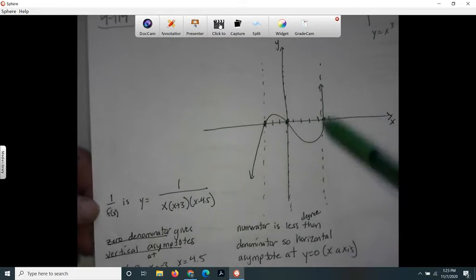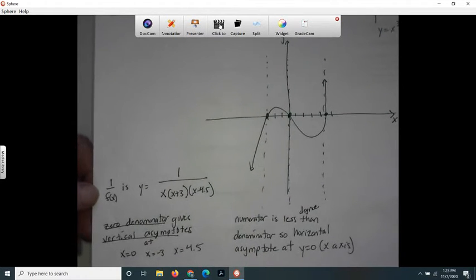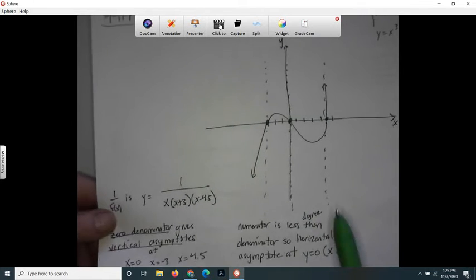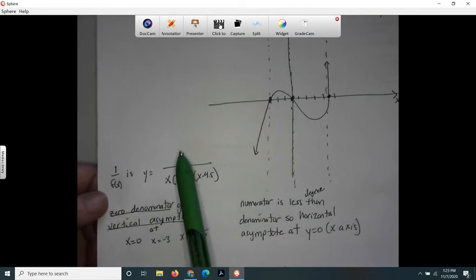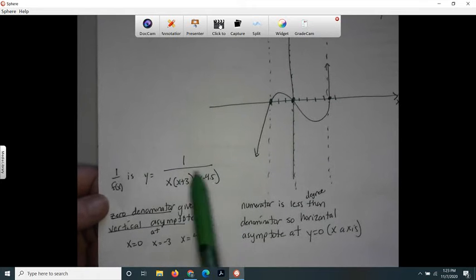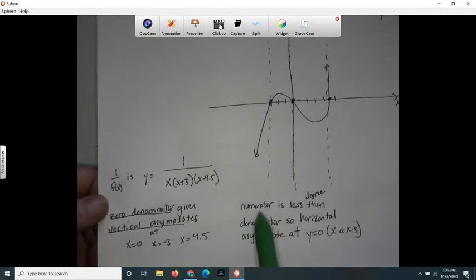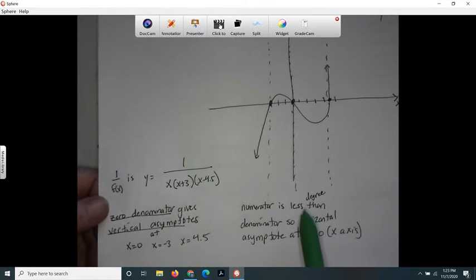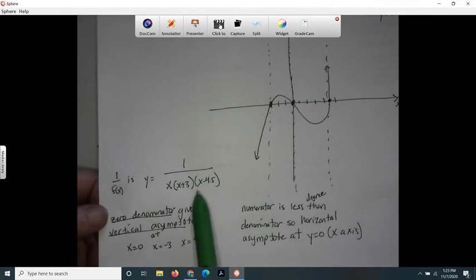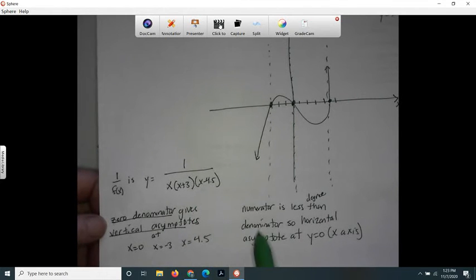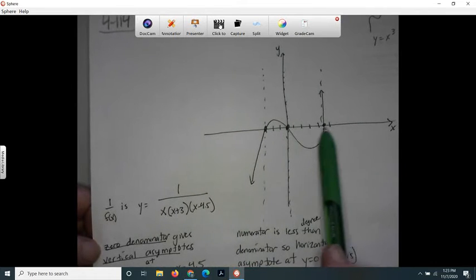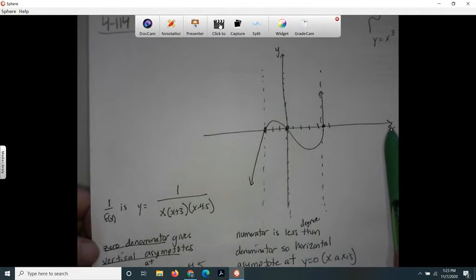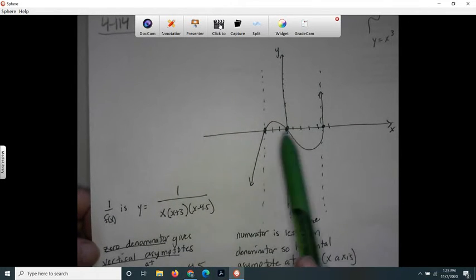And then I know we also learned, I know it was a hard day when we learned that, but we learned that when the degree of the numerator is less than the degree of the denominator, then we get a horizontal asymptote right here at the x-axis. So I'm going to remember that there's a horizontal asymptote there when I'm graphing.